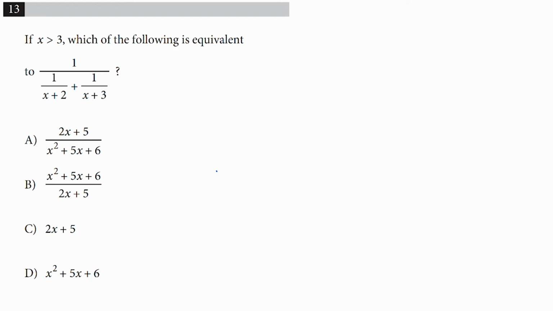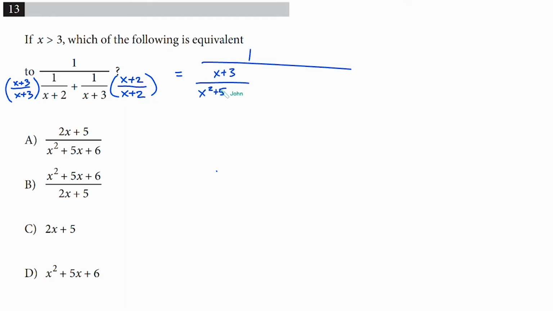To do that, we need to find the least common multiple of x + 2 and x + 3, which is simply the product of the two. So let's multiply this left fraction by (x + 3) over (x + 3), and the right fraction by (x + 2) over (x + 2). That gives us 1 over [(x + 3)/(x² + 5x + 6) + (x + 2)/(x² + 5x + 6)].